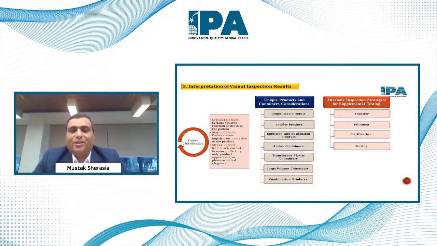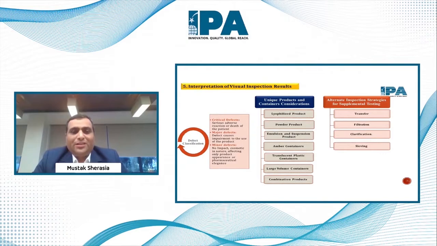So here is the special recommendation, and we have covered these things in detail in our guideline. Alternate inspection strategies to supplement the testing have been carried out, which include transfer of parent products to different clean, visible containers, filtration technology, retaining the particles and identifying those particles, clarification processes, and sieving processes, followed as part of alternate practice and supplement testing to identify particulate matter in products which are very difficult to inspect.